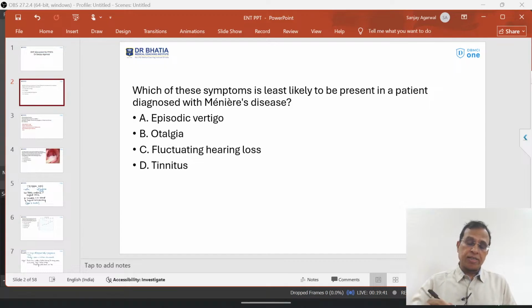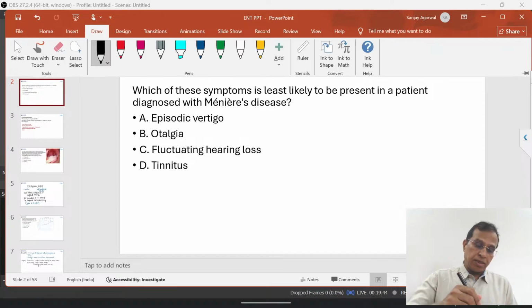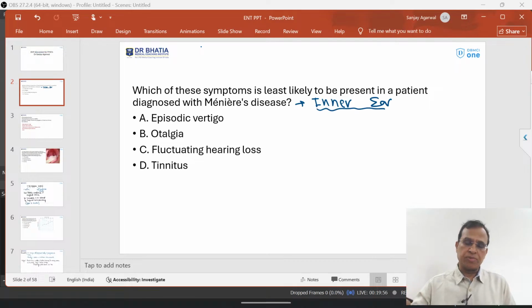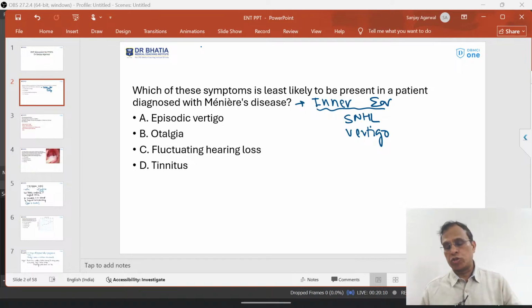Now, Meniere's disease is an inner ear disease. In most inner ear diseases, the combination of symptoms is SNHL, which is sensorineural hearing loss, and vertigo. These are the two most important symptoms, and tinnitus, nystagmus, and nausea may also be there. But the inner ear does not have pain fibers, and that's why even if there is an inflammation in the inner ear, pain is unlikely to happen.